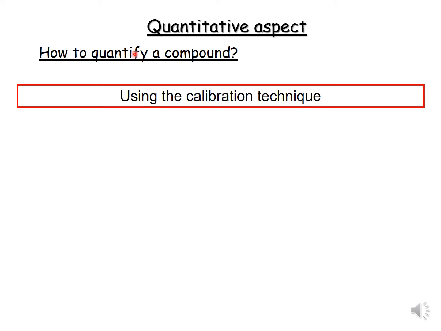So, as I told you, how to quantify a compound. It is possible to quantify a compound if we use the calibration technique. And this calibration technique allows us to obtain the value of the constant K to determine the concentration of our compound. It is possible to use different calibration techniques. Here I show you only the two major calibration techniques: the external calibration and the internal calibration using an internal standard.